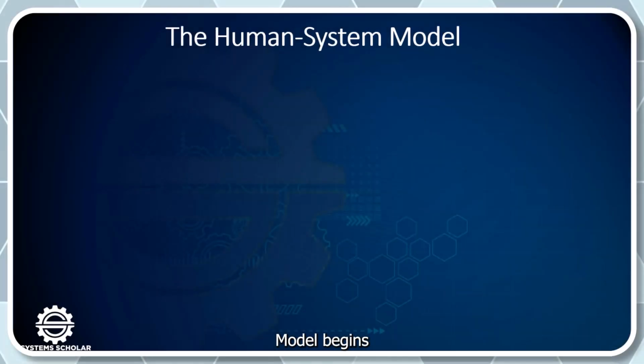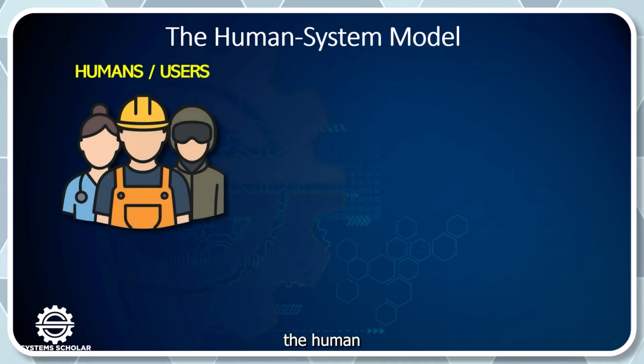Now, the human system model begins with the user, the human at the center of the work. The user might be a plant worker, a nurse, a technician, a driver, or a pilot. They should be considered an integral part of the system being redesigned, as every design decision ultimately affects them.